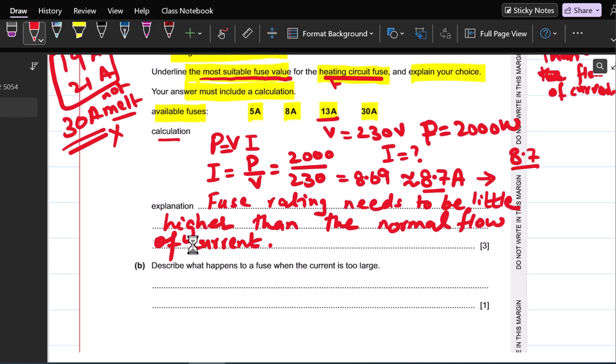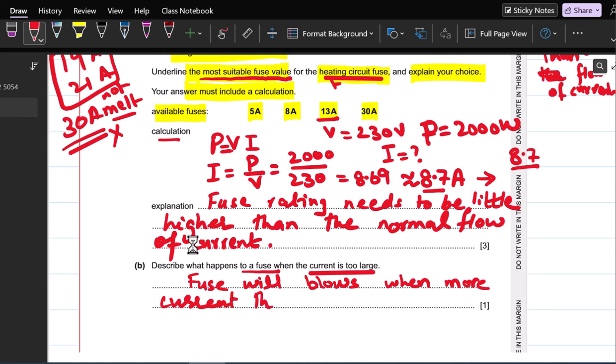So next, part B: describe what happens to a fuse when the current is too large. So what happens? It melts. The fuse will blow when more current than its rating will flow.